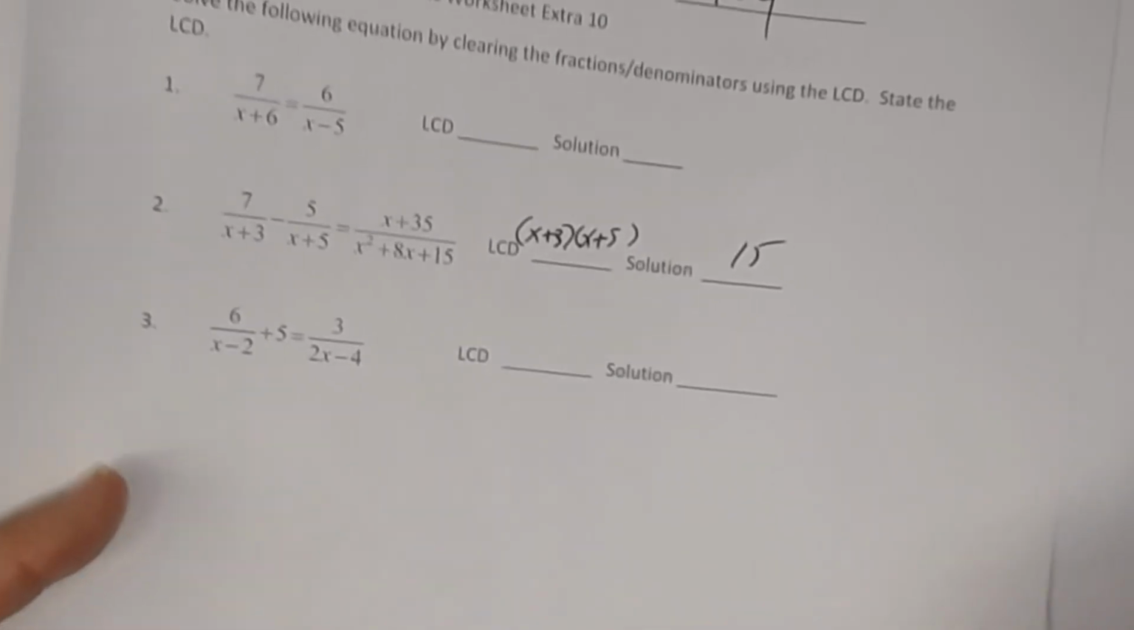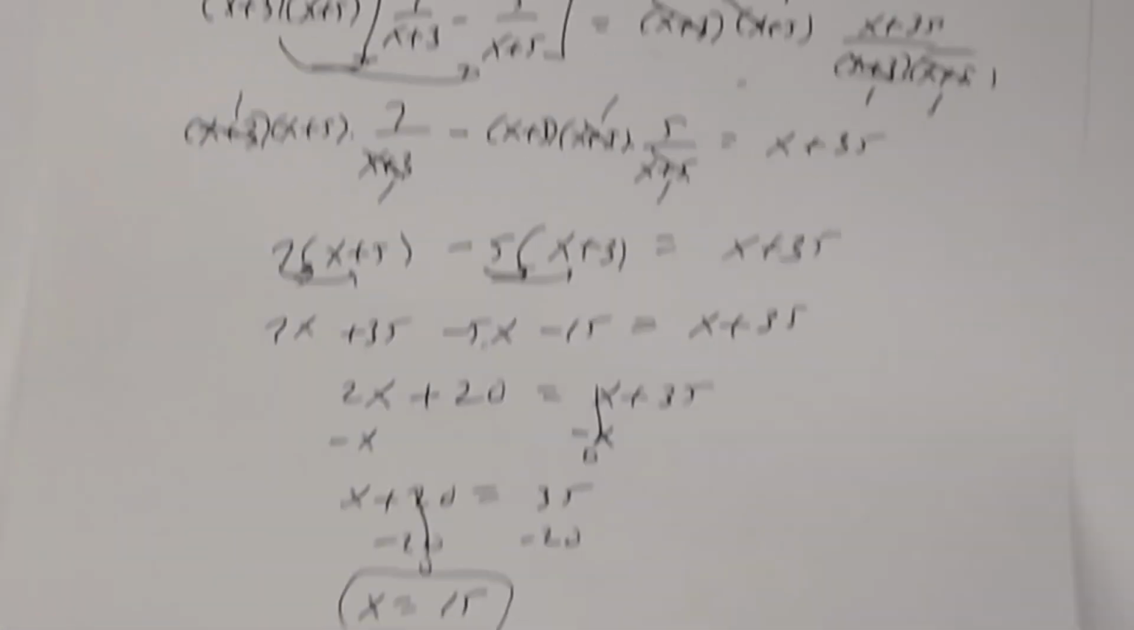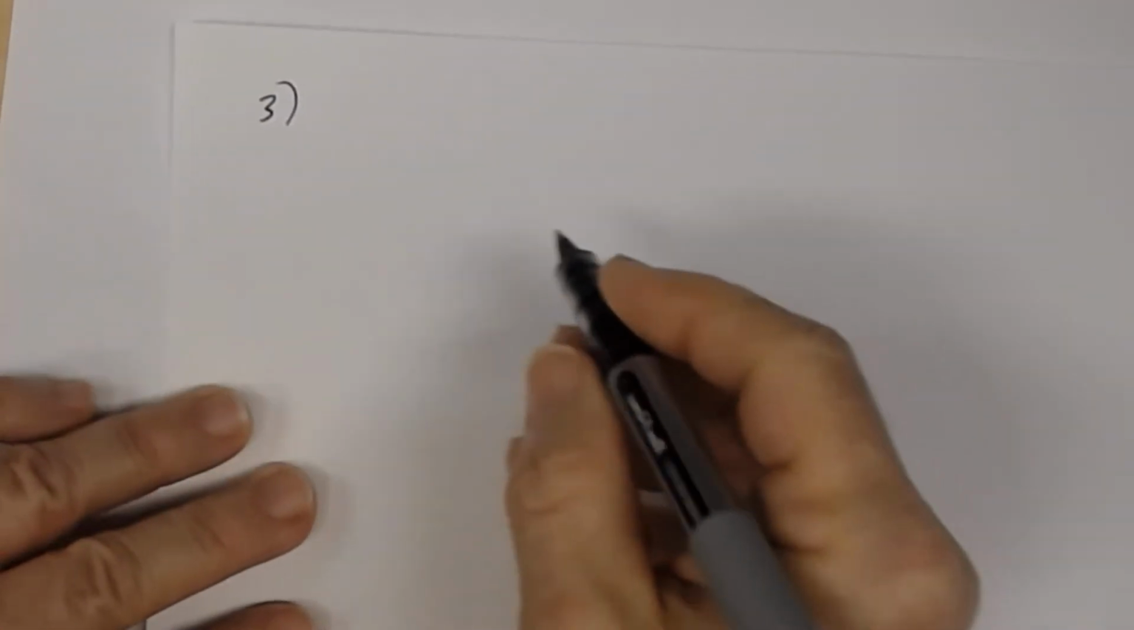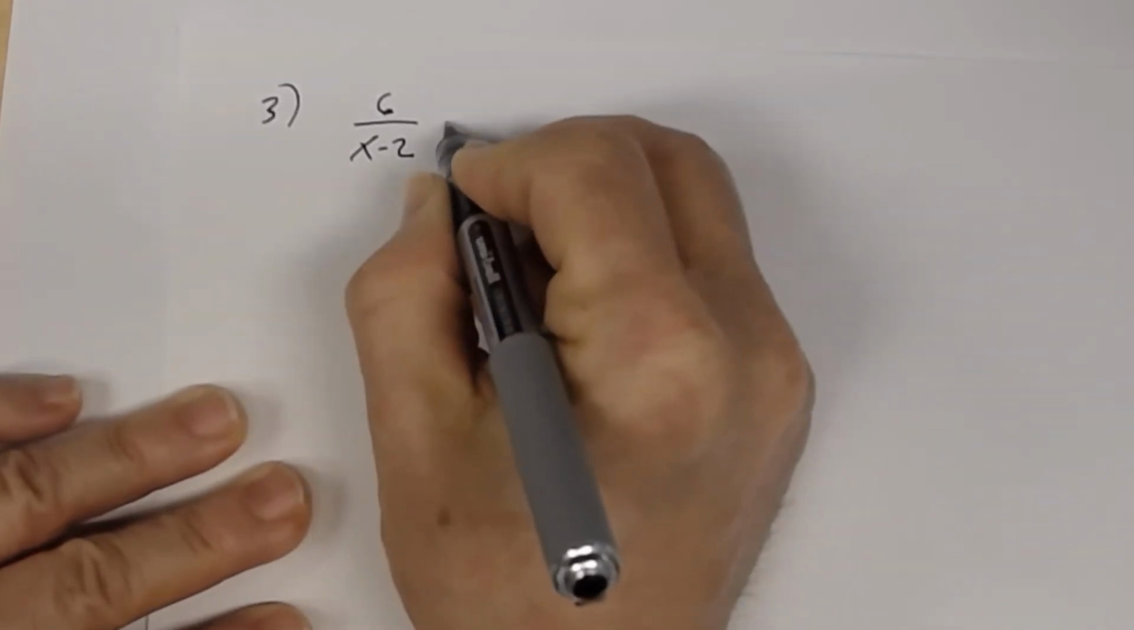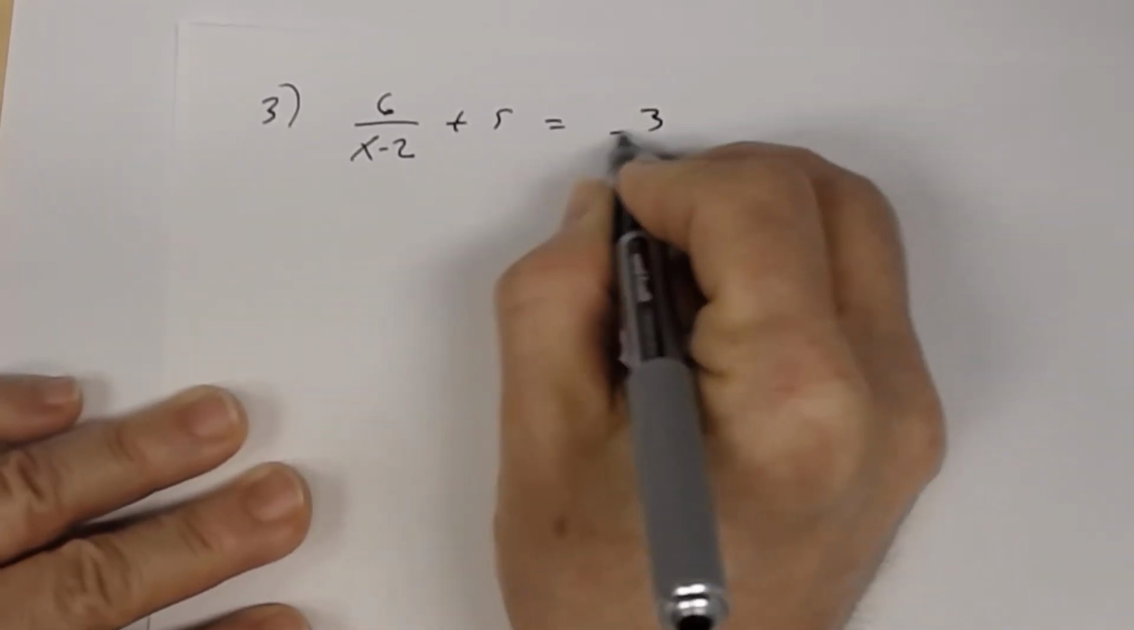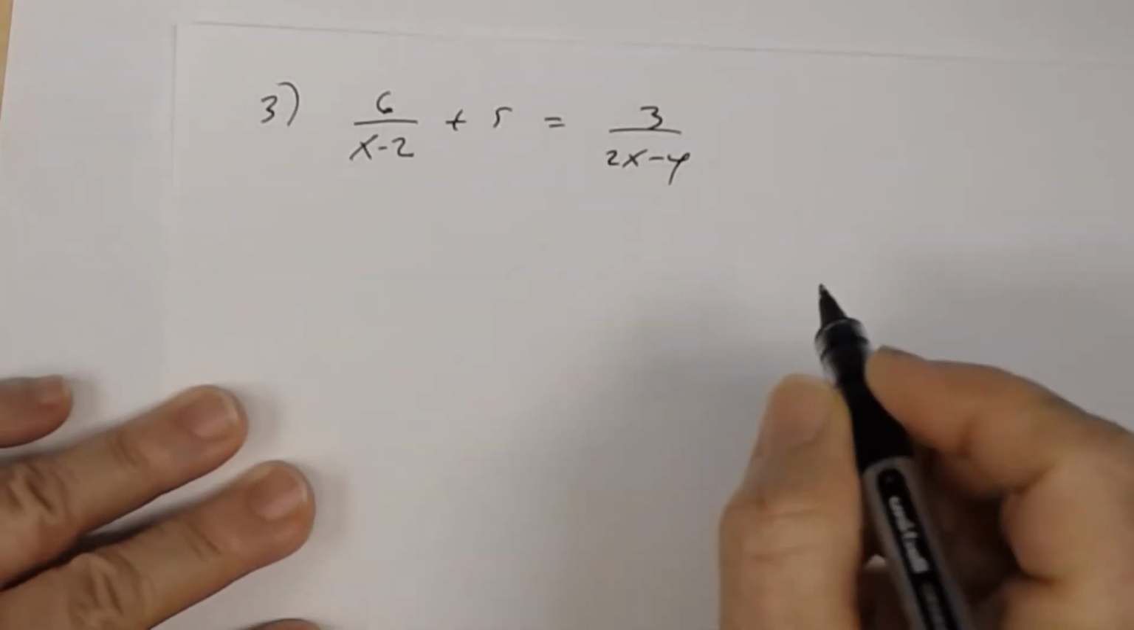Okay? All right. Now let's look at number 3. Okay, number 3, we have this. In number 3, we have this rational equation. You have 6 divided by x minus 2 plus 5 equal 3 divided by 2x minus 4.